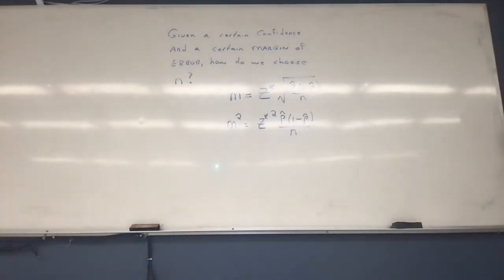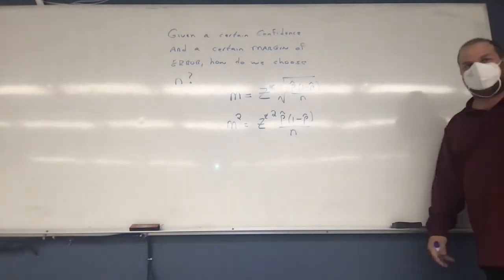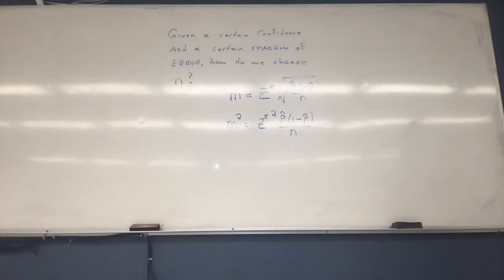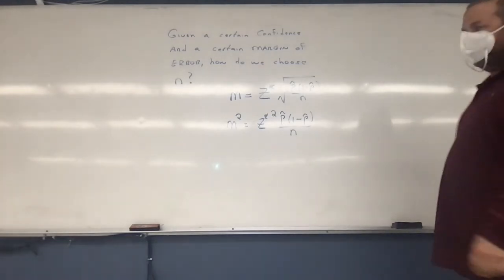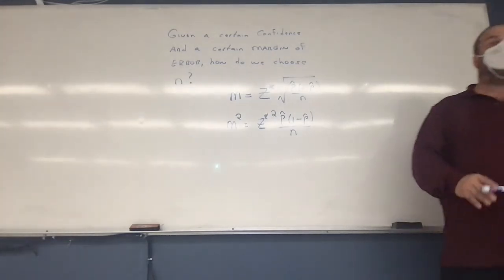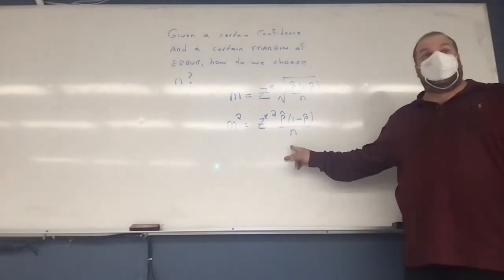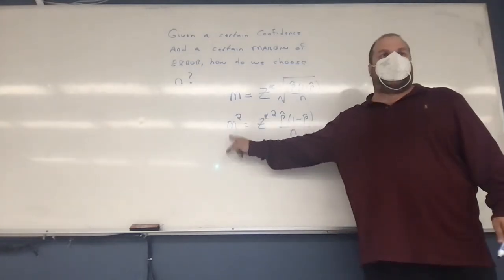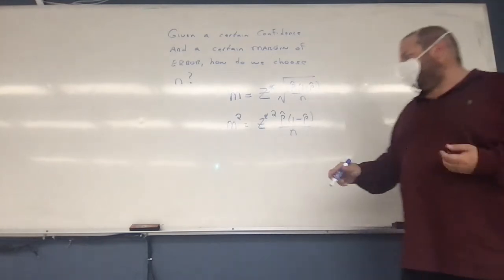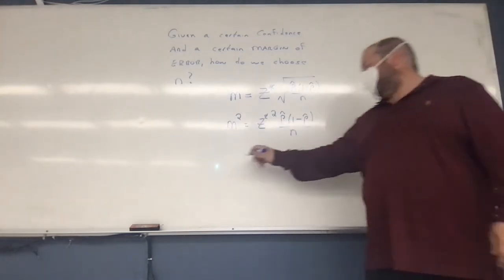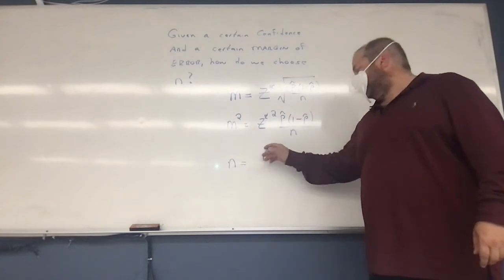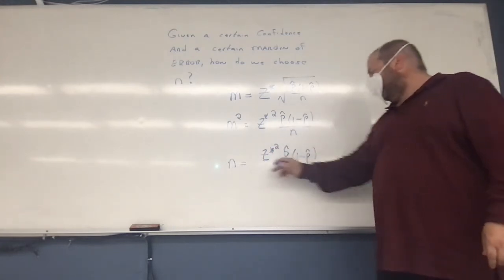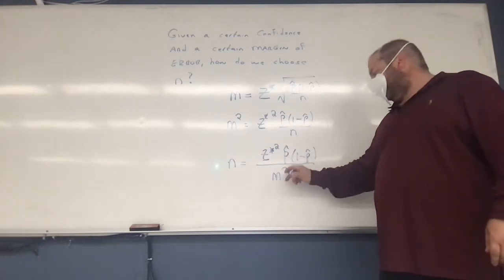So if you don't have the square on that, what's the next thing I do? In one step, I can get n by itself in one step. No, one step. Yeah, switch them. The bottom of one side can be switched with the top of the other. Anytime 2 fractions are equal, it is n squared over 1, 2 fractions. So the n is equal to Z star squared P hat 1 minus P hat over m squared.